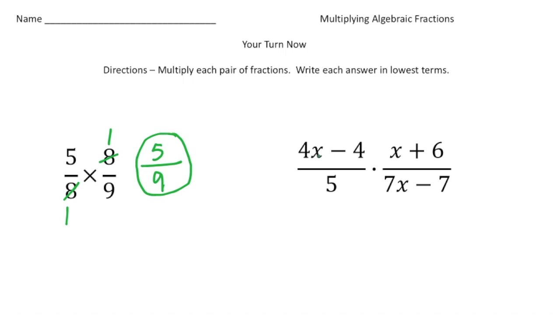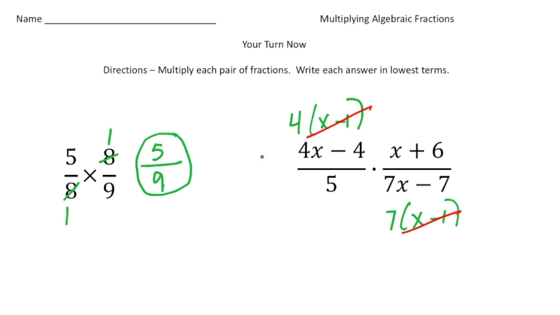Alright, and the second one is a little more advanced, but it's done the same way. So I'm going to first factor out a 4, so it'll be 4 times x minus 1. The 5 I'm going to leave alone, because it's as far as you can go, right? It's factored. Here we have an x plus 6, and then 7x take away 7, I'm going to take out a 7. So that'll be x minus 1, right? So then I can finally cross-reduce. It looks like I'm going to cross off the x plus 1s. Those are our common factors, right?